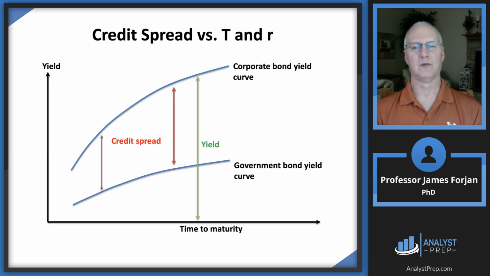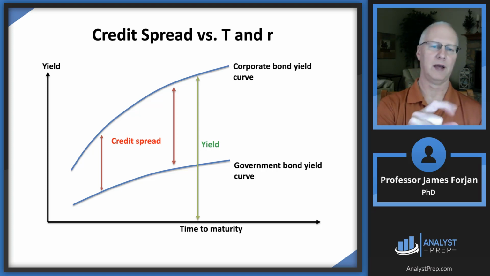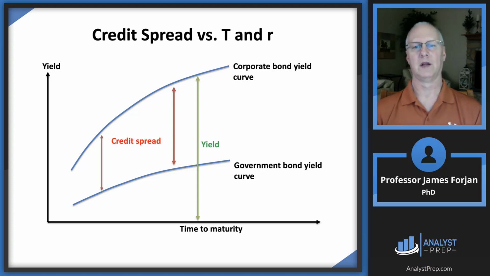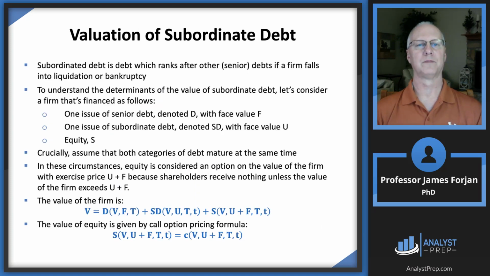And here's just a really simple picture of what I just described. Government bond yield curve there at the bottom, corporate bond yield curve at the top. And so what do we have over here? We have relatively narrow credit spreads. We have a wide credit spread as we move to the right on the horizontal axis.